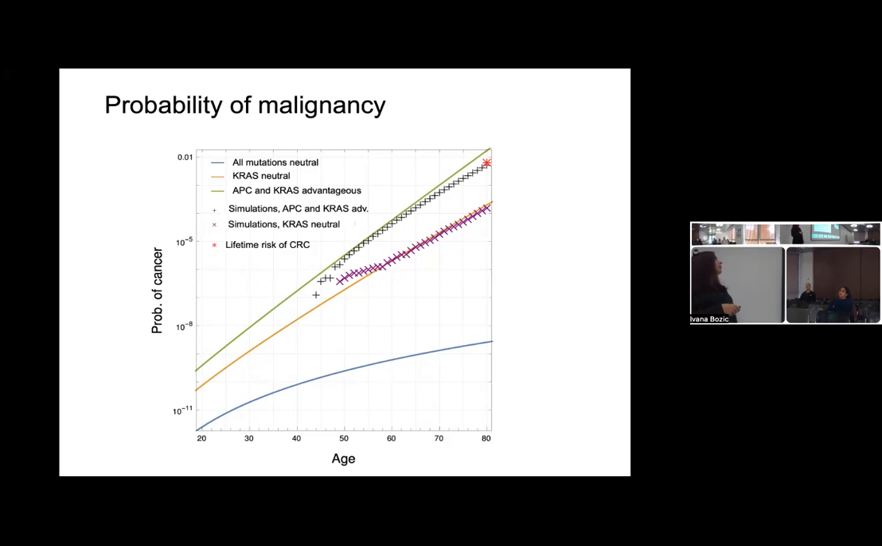So our idea was not to fit the entire curve of cancer incidence. The model is not, I think, sophisticated enough to capture everything there, but to show that by taking into account biological knowledge and measured parameters, we can get something quite reasonable, qualitatively and quantitatively, in terms of colorectal cancer prevalence.